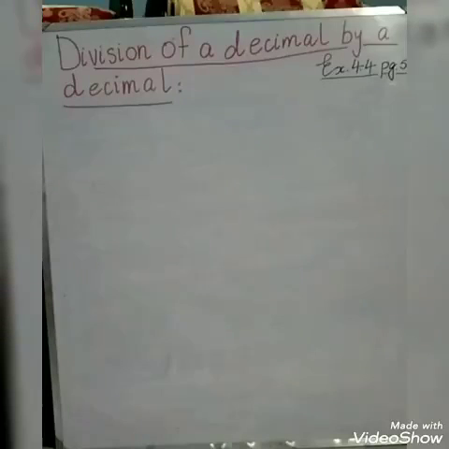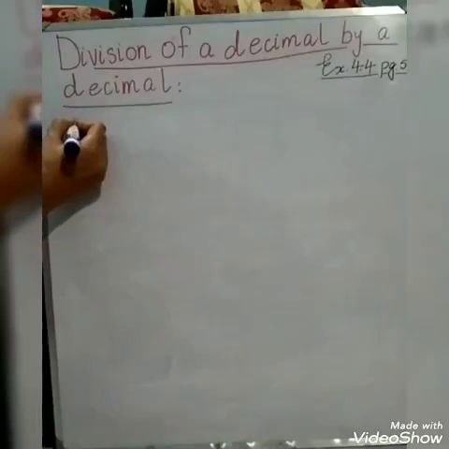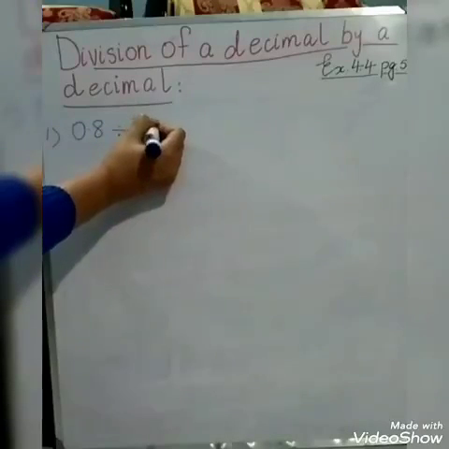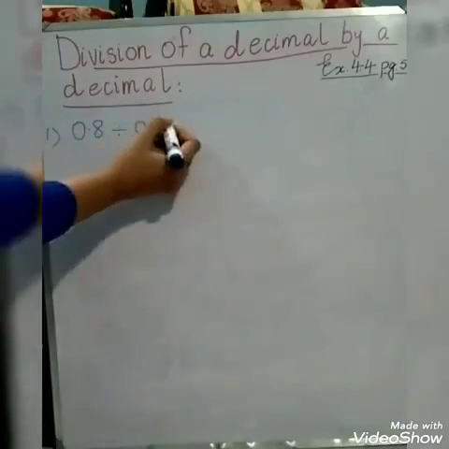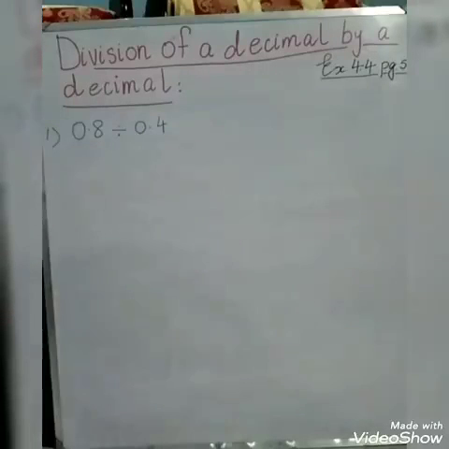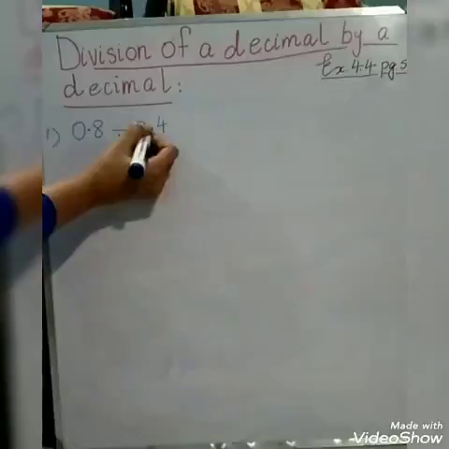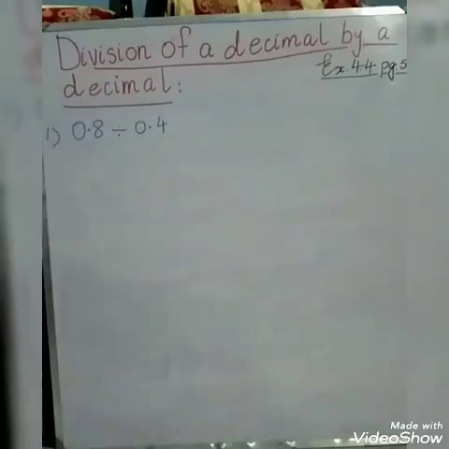For example, we are given a question 0.8 divided by 0.4. Now if you look at the question carefully, decimal 0.8 and decimal 0.4. Both the numbers are in decimal.